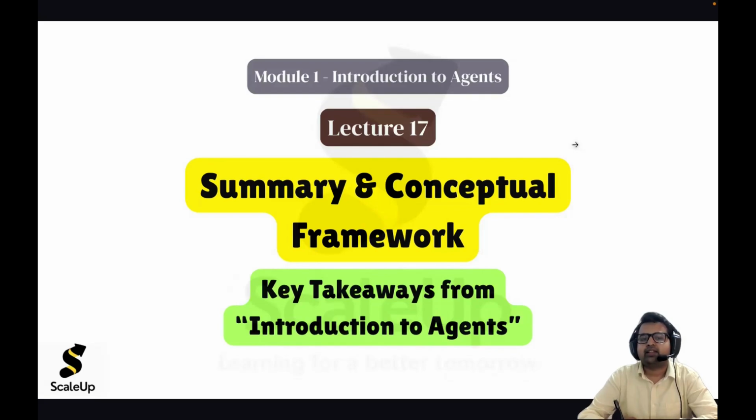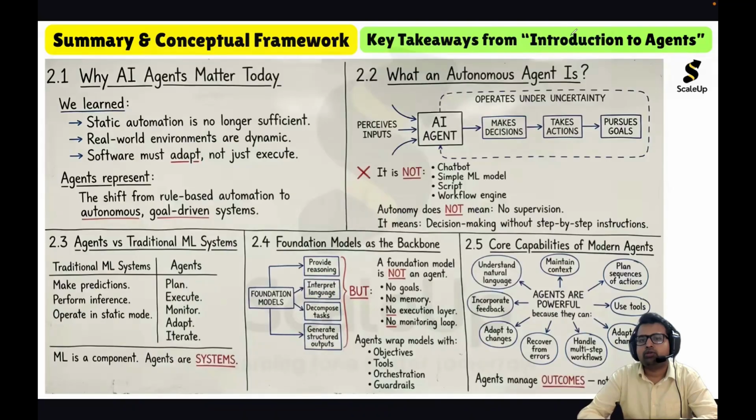And we are starting with the first topic of this lecture, that is, key takeaways from introduction to agents. Key takeaways from this module. In this module, we discussed in some very good detail why AI agents matter today. Why AI agents are so popular, so important.